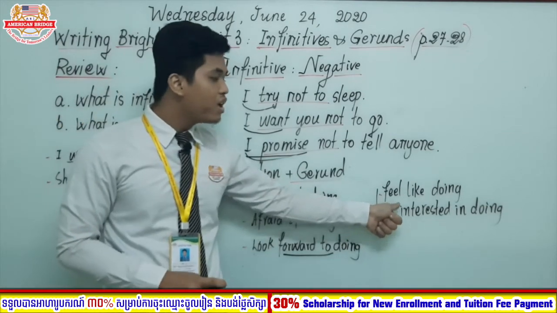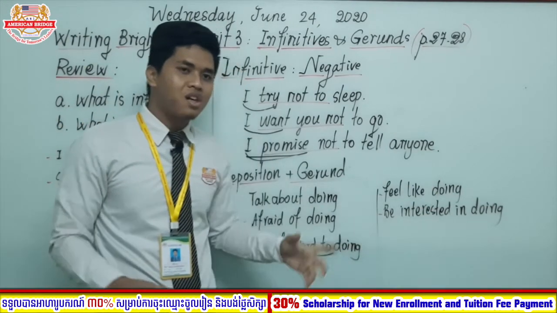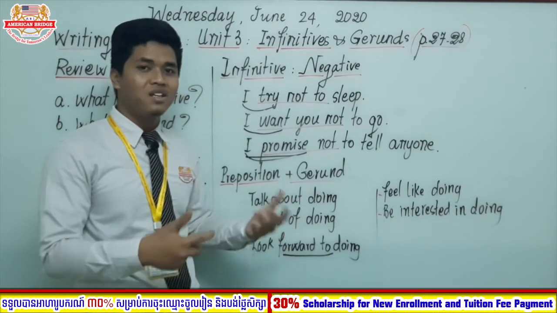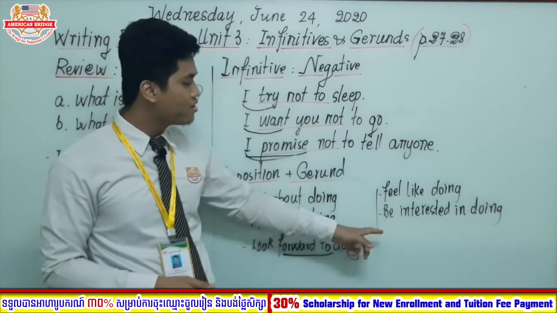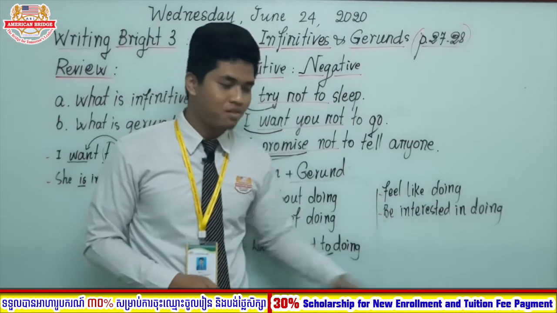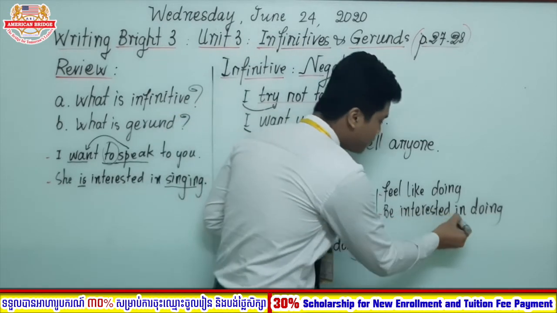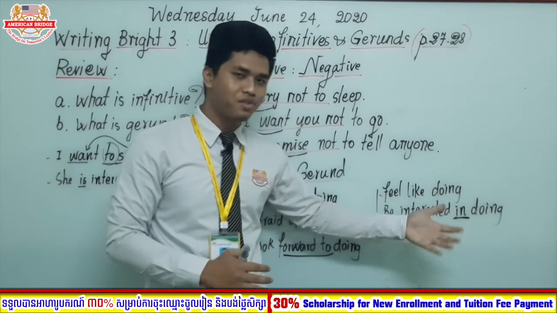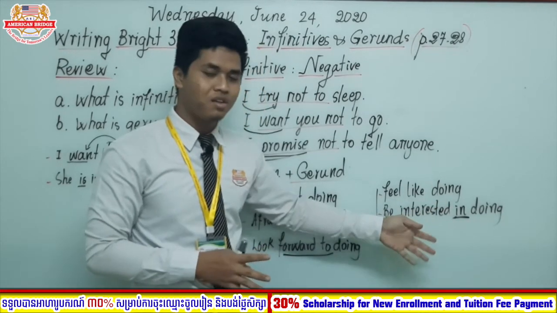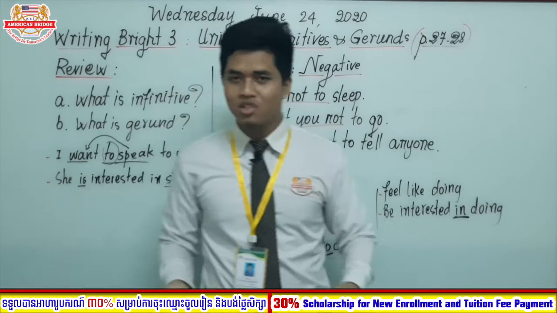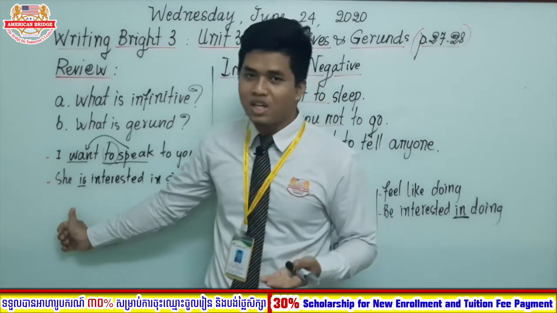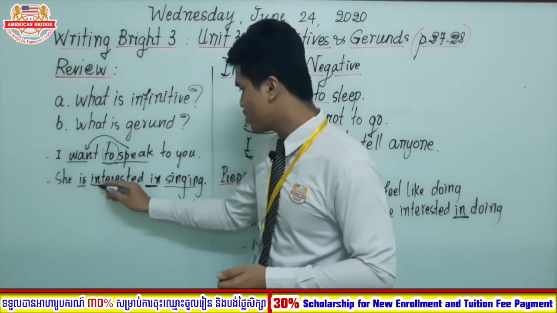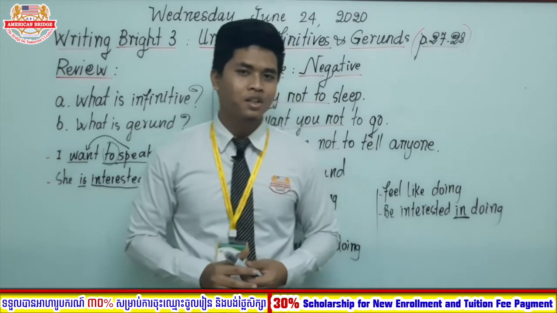The other one is feel like doing something. Let's say the weather is good today. I feel like running along the road. Or you can say be interested in doing something. So here, interested in is a preposition. So be interested in doing something, not interested to do something. It is wrong. Okay. If you pay attention and notice the example here, we use a preposition here, interested in doing something.